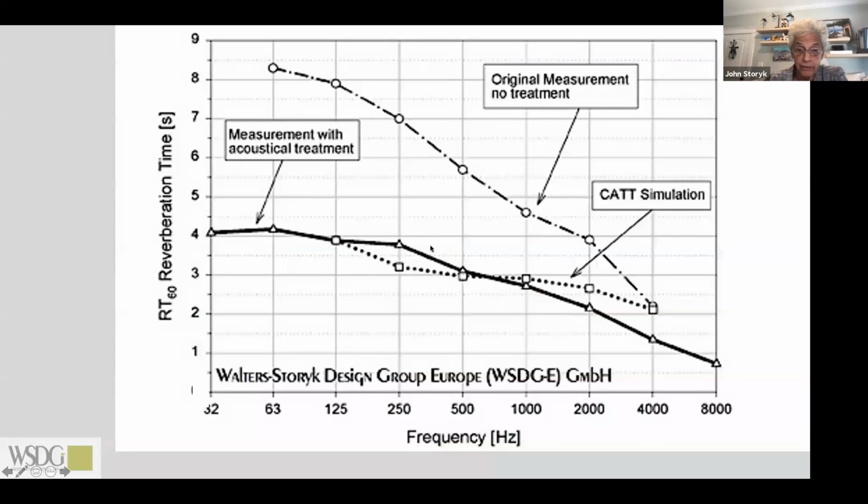Here were the curves. This is of course the first curve that we started with, and look how accurate this was. This was extraordinary. That's the name of the software, CAT.